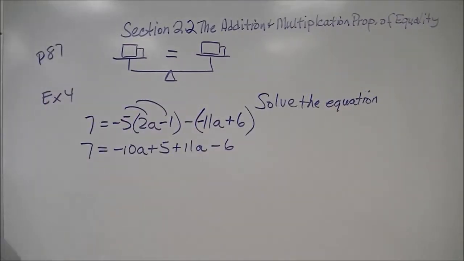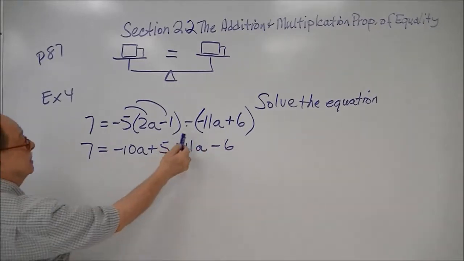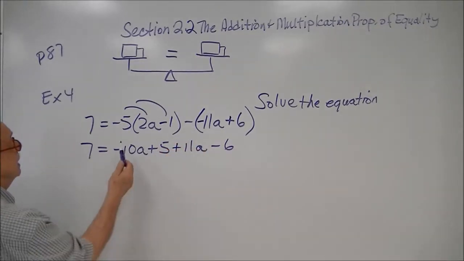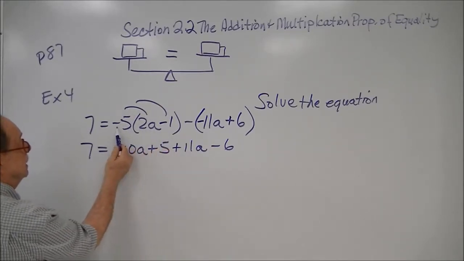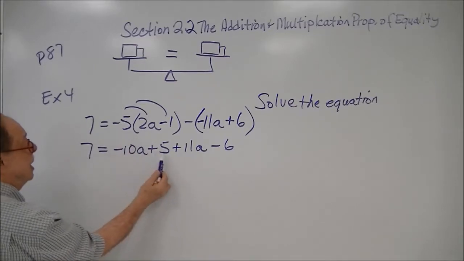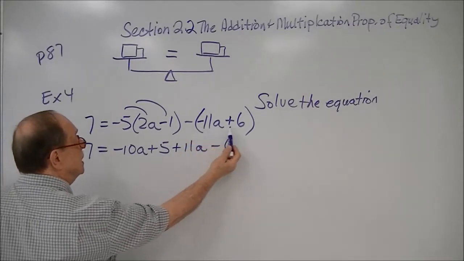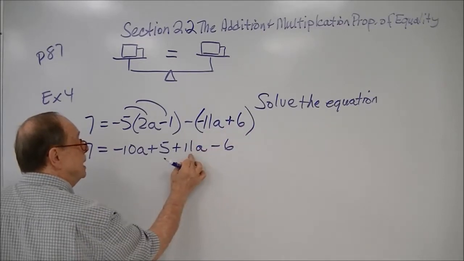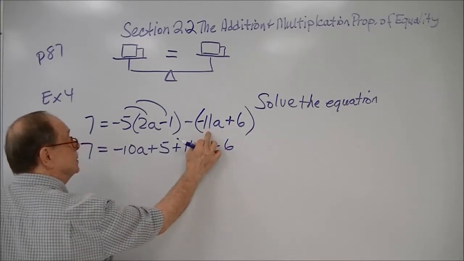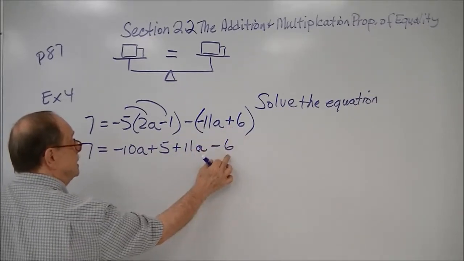Going on to example 4, we see we have parentheses. And in my original, I forgot to put a negative there, so I'm doing this again. Distribute the negative 5. That gives me a negative 10a and a positive 5. Now, when you have a negative sign in front of parentheses, all you need to do is remove the parentheses and change each of the signs. So this was originally negative, now it's positive. This was positive, now it's negative.